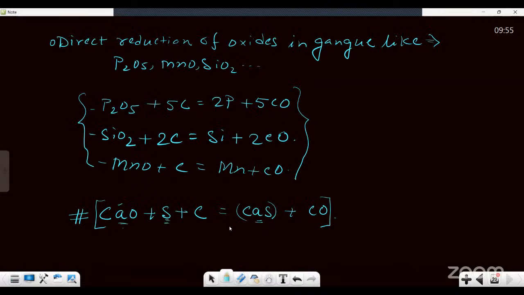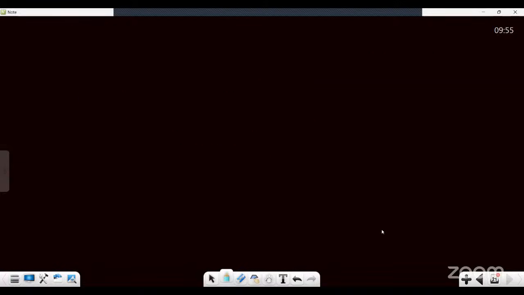So that was the main idea of the sulfur. And now we will discuss the reactions in more detail. The reactions that we saw here, the reactions that we talked about, we'll discuss more about those reactions now. So direct reduction and indirect reduction.